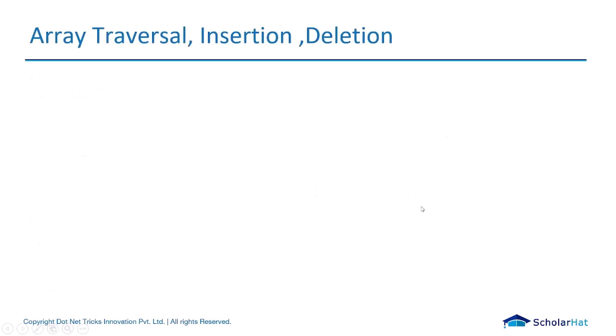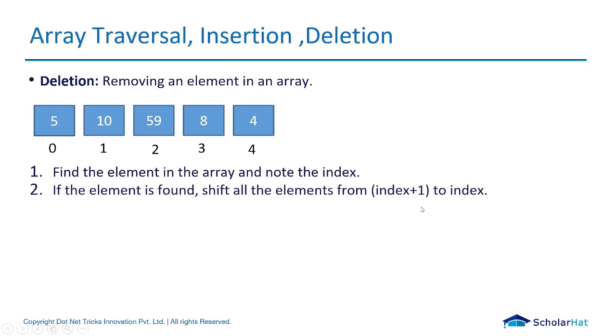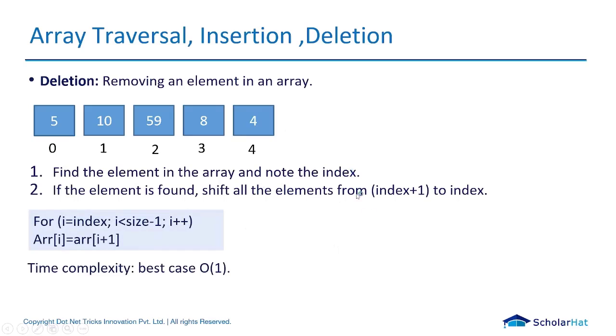All right, now the next thing we're going to learn about is deletion in an array. So deletion is what? Removing an element from an array. If you see, 5, 10, 59, 8 and 4 are the elements in an array. Suppose you want to delete any element from it. So what do you have to do? For that we have to shift the elements.